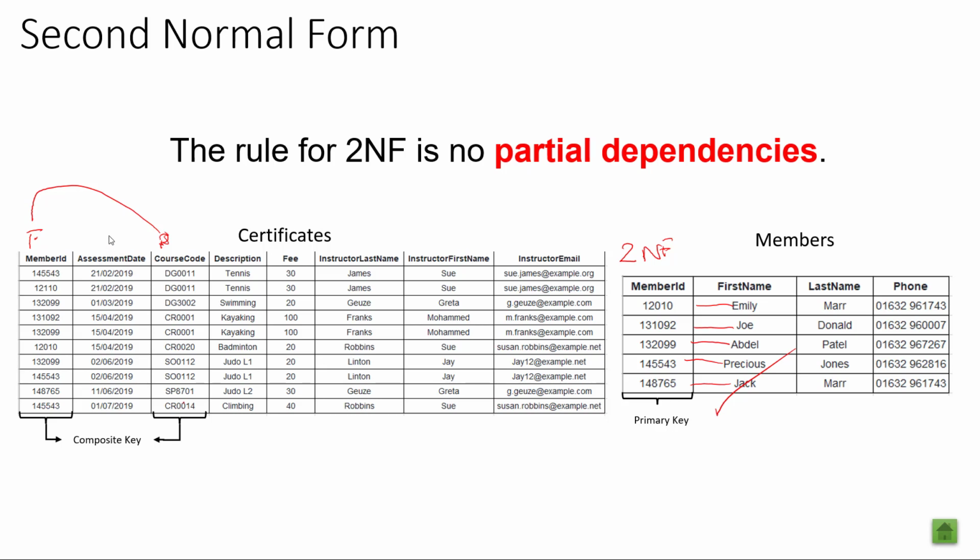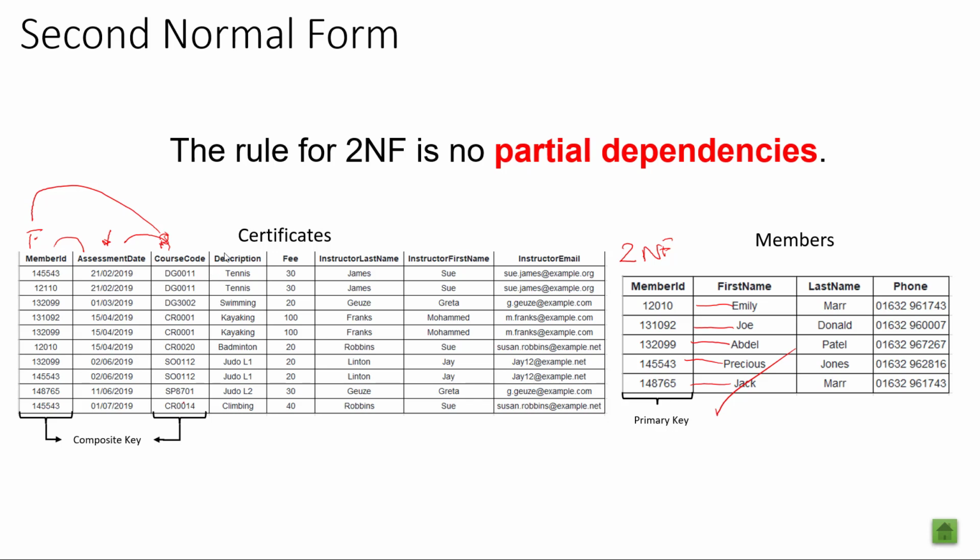Okay, so let's look at assessment date first. This is dependent on the whole composite key, so that's both columns. It's the date that a specific member was assessed and was awarded a specific course. So the member sat the assessment, and the course used that assessment date. So this is reliant on the member and the course. We need to think about that a little bit further, so leave that for a second.